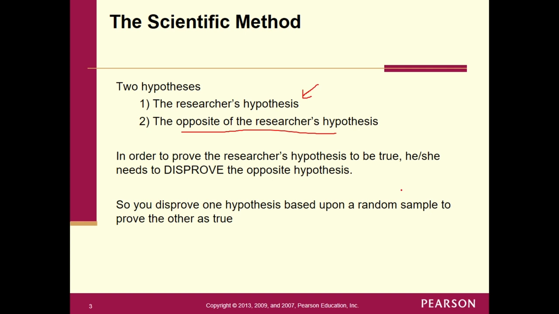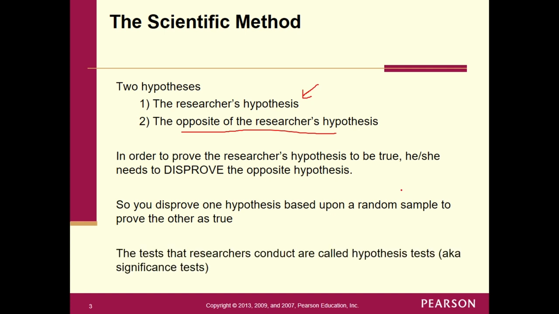So you disprove one hypothesis based upon a random sample, and if you can do that with a certain amount of certainty, using probability, that tells us a lot about the researcher's hypothesis at that point. The tests that we're going to conduct are called hypothesis tests. Now you might hear this called a significance test in another class. Same exact thing, just a different name, okay? Hypothesis test, significance test, same thing, but I'm going to be calling it hypothesis testing.